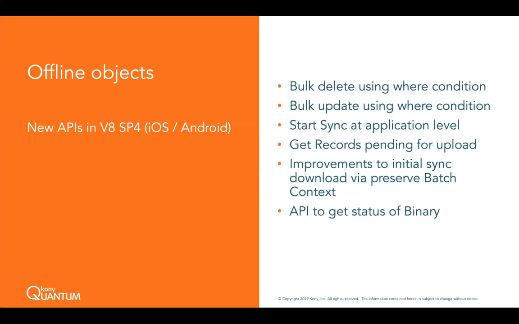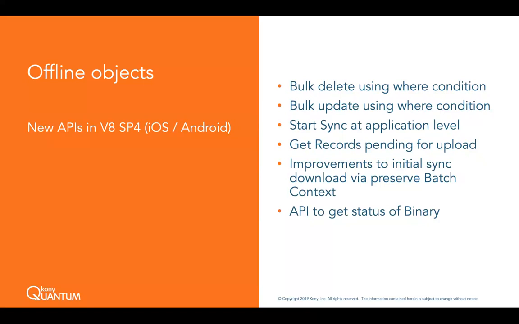You can also do a synchronization at an application level. We had support for object and object services prior to this, but we have added an application level sync now. And we also have added APIs for getting information like, I don't know what records have changed since my last upload, what is pending. I just want to look at what is there in my local system but not uploaded. I want to just get that information.